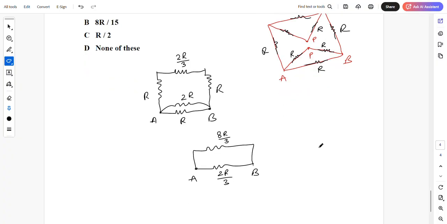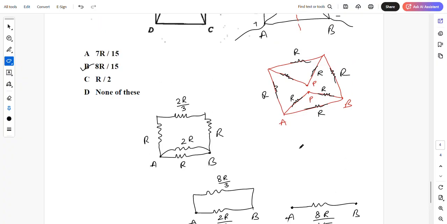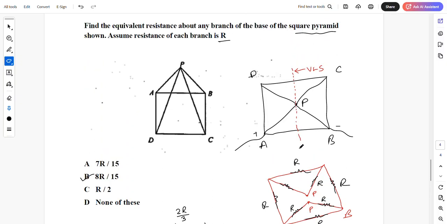Now what is the final result? If these two are in parallel, 2R by 3 and 8R by 3, the answer will be 8R by 15. 8R by 15 is the right answer. Understood? These problems are very easy, provided you know the method. Always remember, the equivalent resistance about any branch of the base of the square pyramid will always be 8R by 15.